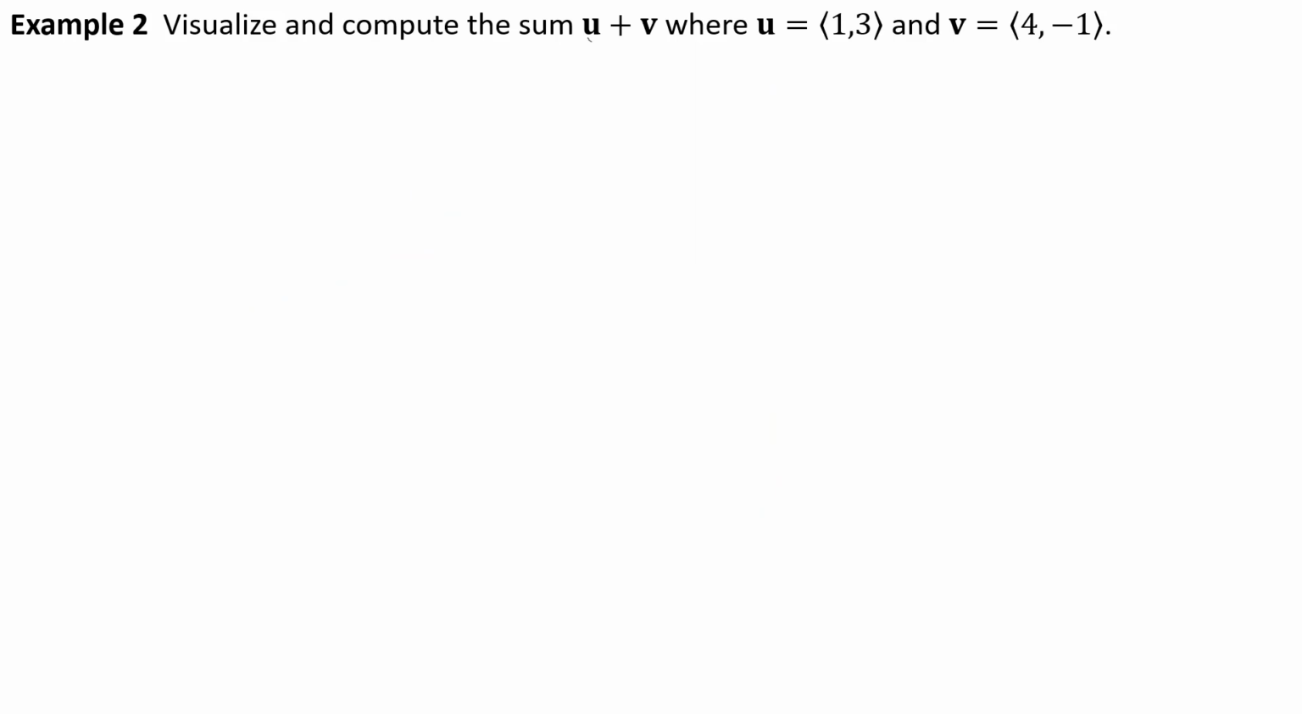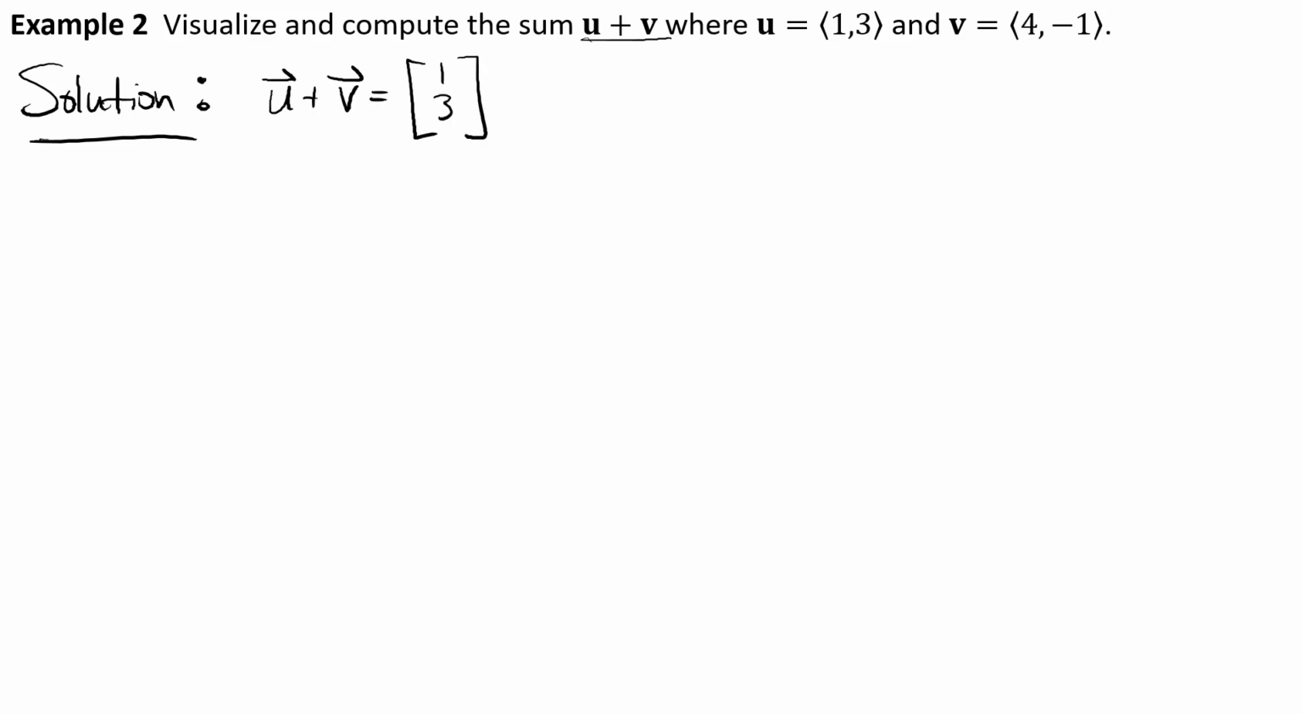It's also possible to add vectors. Let's visualize and compute this sum. Adding vectors works the way you might expect. To calculate u plus v, you simply write them out component-wise. So u is the vector <1, 3>, and v is the vector <4, -1>, and you just add up their components. 1 plus 4 is 5, 3 plus -1 is 2.